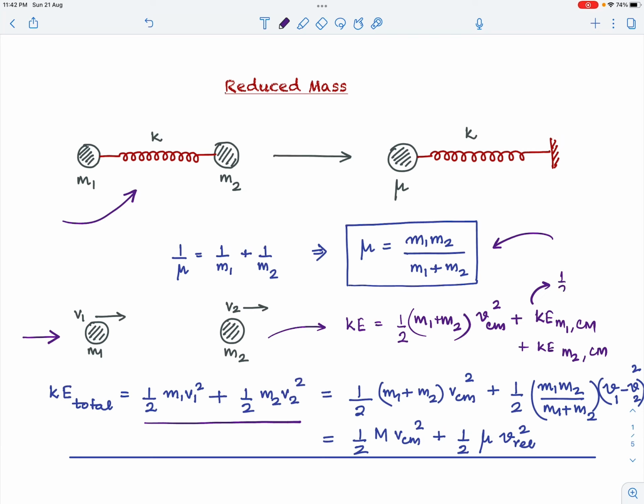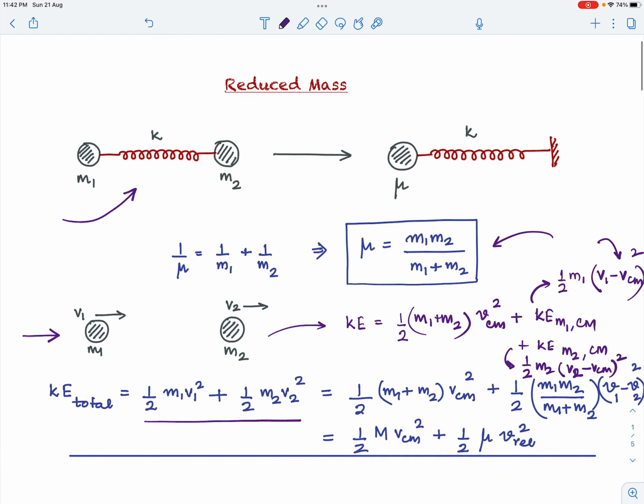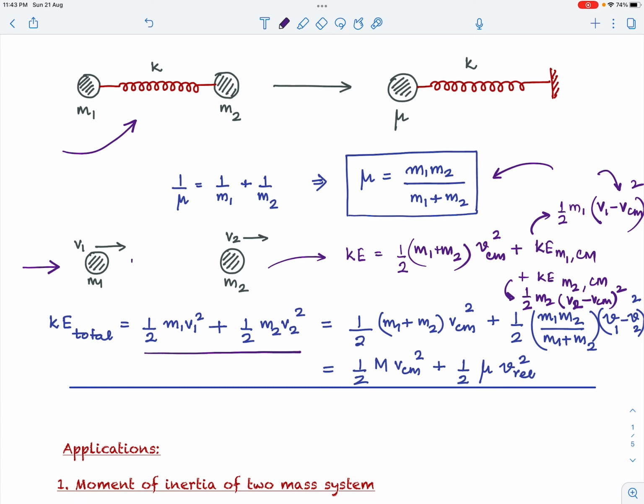The first term will be half m1 into the velocity of mass m1 with respect to the center of mass, which will be v1 minus vcm, whole squared. And the second term similarly will be half m2 into v2 minus vcm whole squared, where if you just substitute the value of vcm, we all know how to find the center of mass velocity of such a system. We know that vcm is given by m1 v1 plus m2 v2 over m1 plus m2.